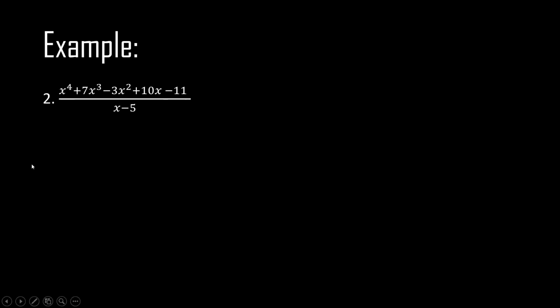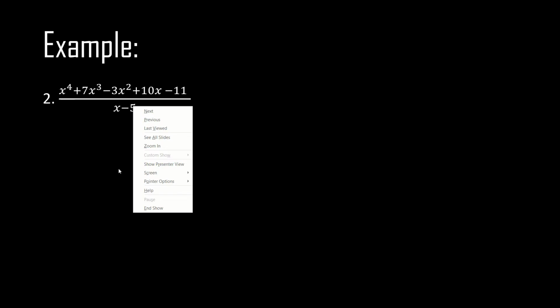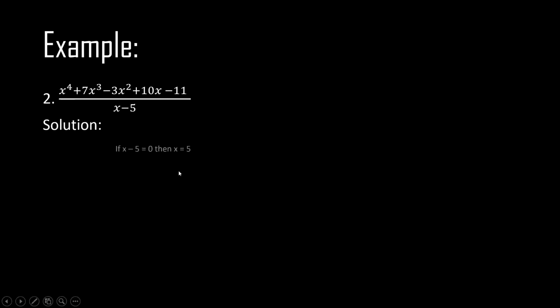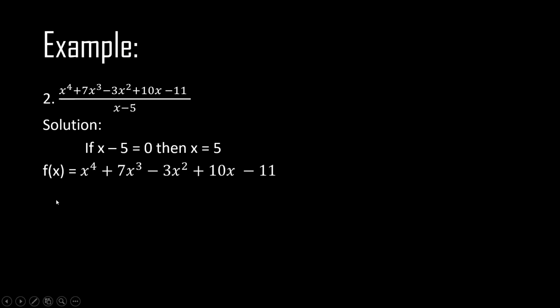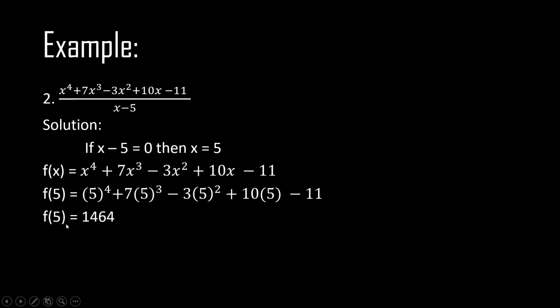Next, for example number 2, x raised to 4 plus 7x cubed minus 3x squared plus 10x minus 11 all over x minus 5. So our solution, again, equating our divisor to 0, we get x equals 5. Then substituting this value of x into our dividend, we have this. Then computing it, we get a remainder equal to 1464.